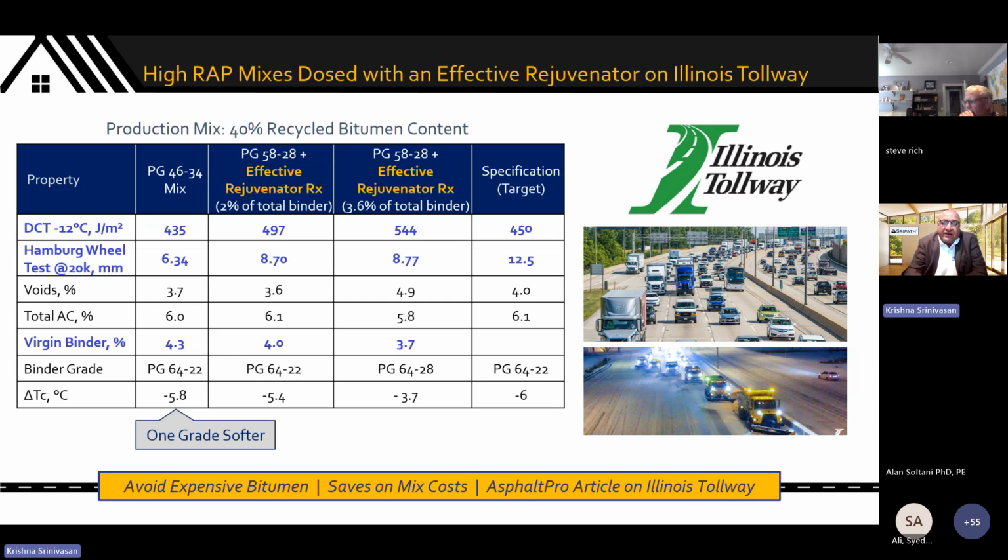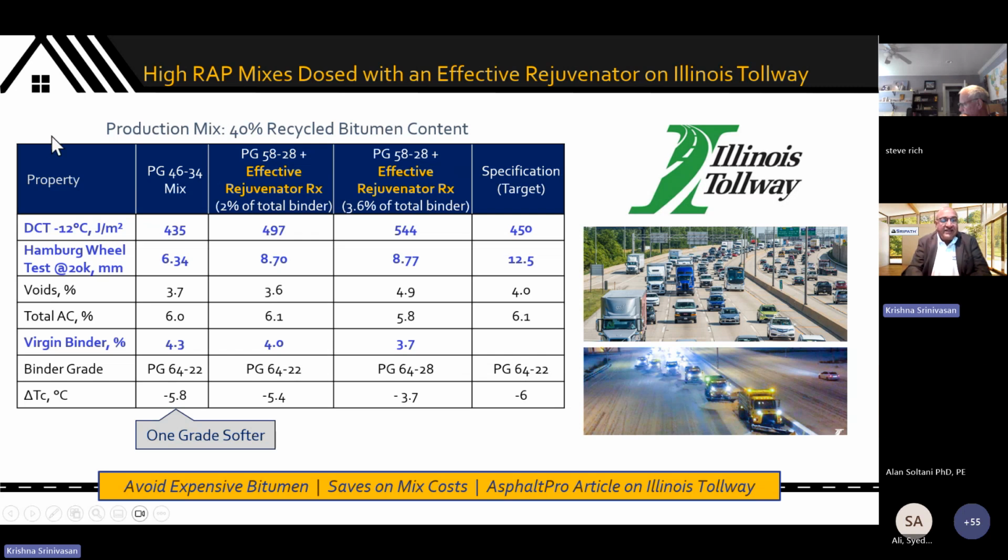They were looking at their base grade, a PG 58-28, and they wanted a 40% ABR mix. It consisted of some RAS and some RAP, and they wanted to design a mix with their standard base binder. They also wanted to design the mix with one grade softer. Remember, we talked about softer grades. They also wanted to see its impact on performance on the roadway. Over 2,000 tons of material was produced and put down in base course, in shoulder course, and in wear layer course.